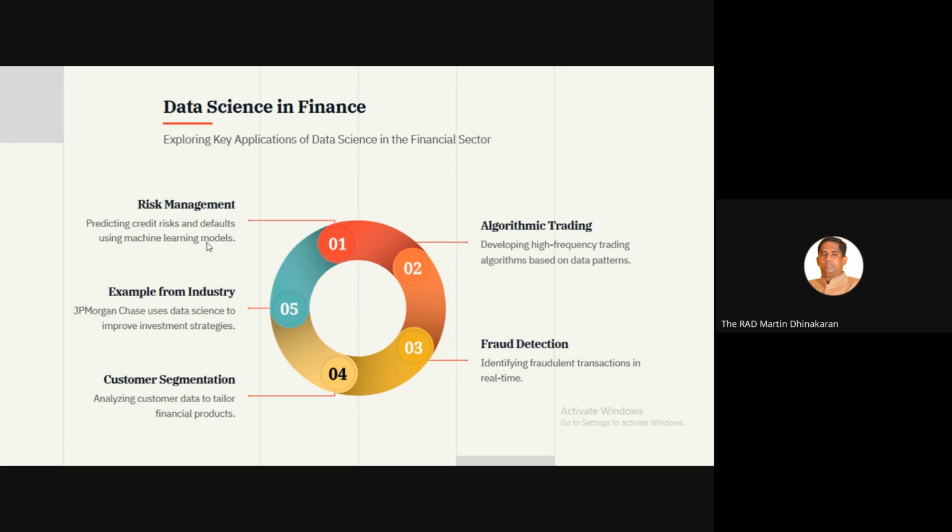Okay. Next thing is customer segmentation. I'm going anti-clockwise, though it is numbered as 1, 2, 3, 4, 5, based upon the examples that are relevant. So this customer segmentation is based upon the needs of the customers; their data are being tailored to the financial product.